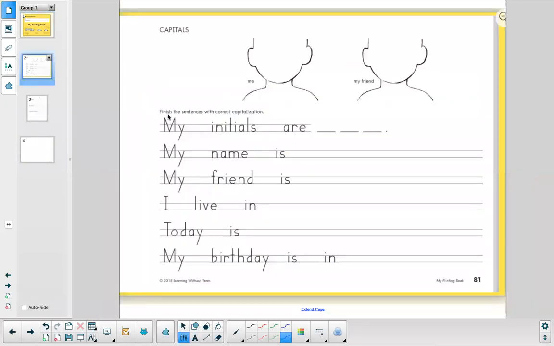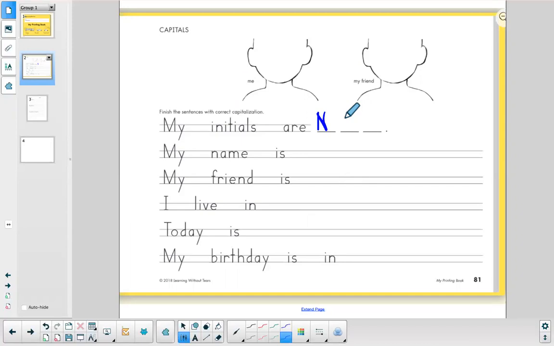So the first thing that we're going to capitalize are our initials. My initials are, but how do I figure out what my initials are? I need to think about my first name and the first letter of my name. My first name is Natalie, and Natalie starts with an N, so my first initial is an N. Then I need to move on to my middle name.